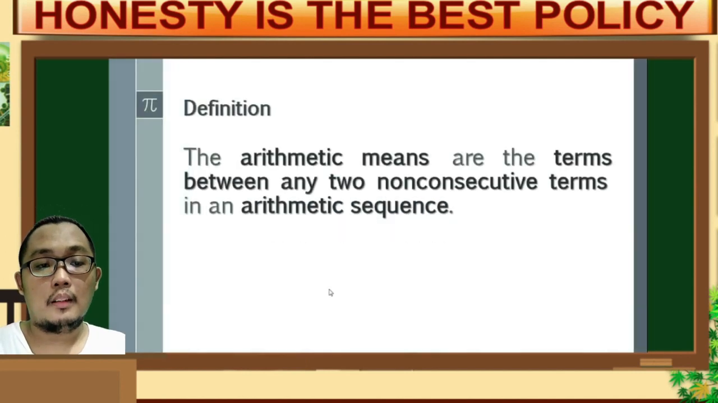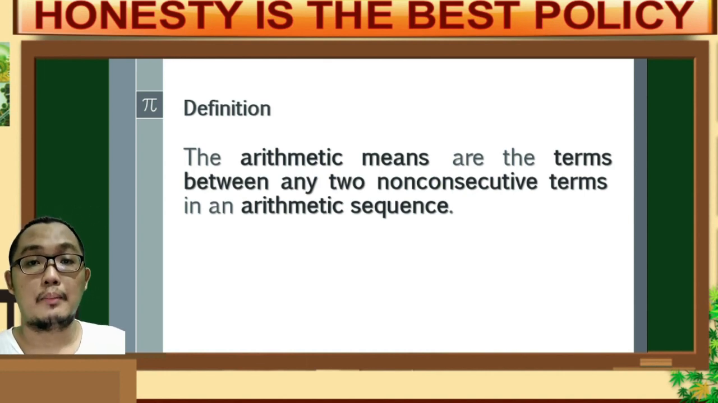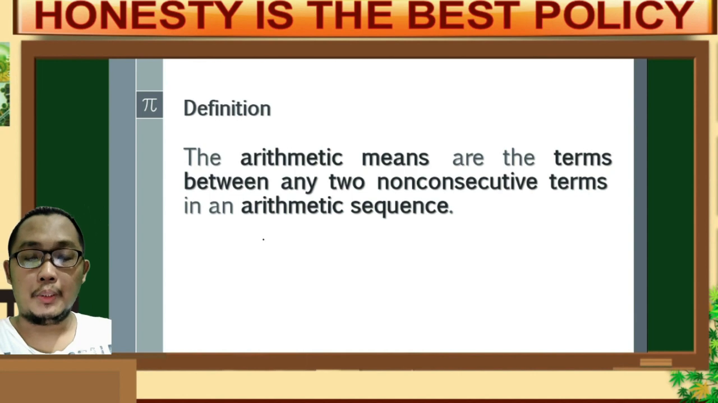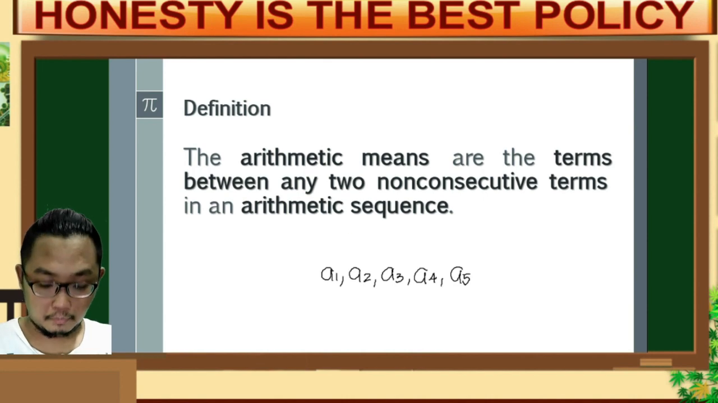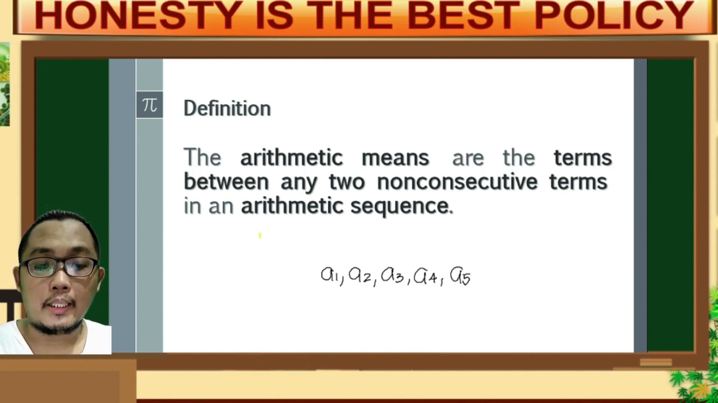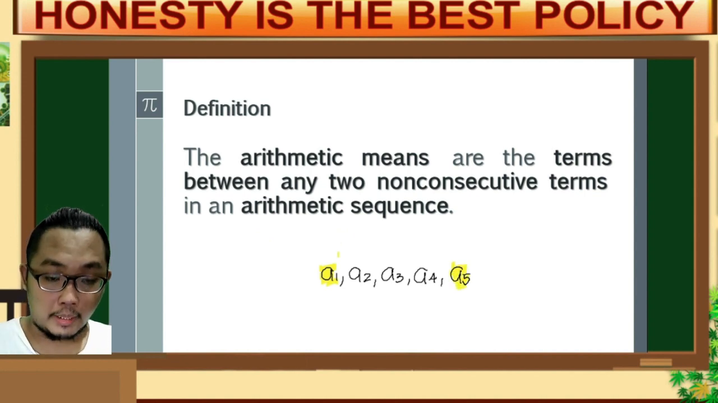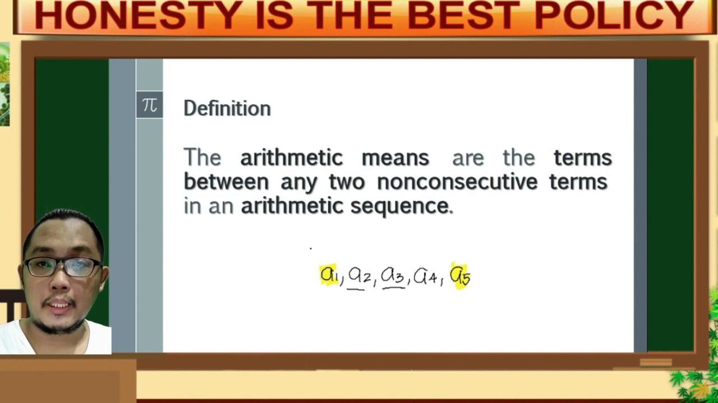Arithmetic means. Obviously, we have to start with the definition of arithmetic means. The arithmetic means are the terms between any two non-consecutive terms in an arithmetic sequence. So let's say that we are given the arithmetic sequence a sub 1, a sub 2, a sub 3, a sub 4, and a sub 5. The arithmetic means between a sub 1 and a sub 5 are those terms found between them. And those are a sub 2, a sub 3, and a sub 4.